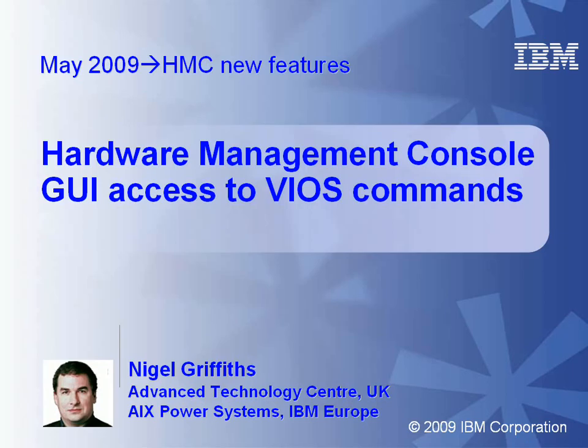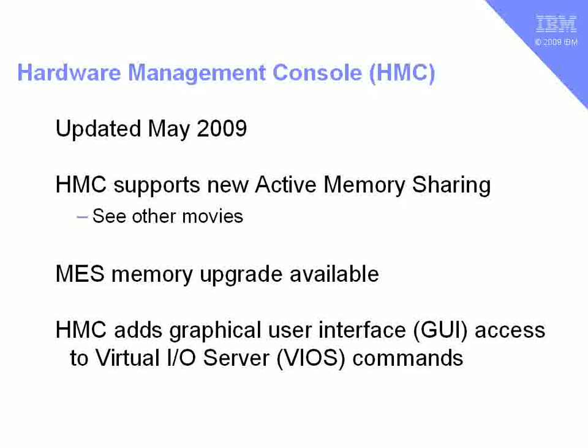The graphical user interface has been enhanced so that we can directly access VIOS server commands. In this May announcement we have three new features that affect the hardware management console, in particular the Active Memory Sharing, AMS, and that's covered in other movies. There's also a memory upgrade available for a HMC. I think the default is 1 GB and you can increase that to 2 or 4 GB.